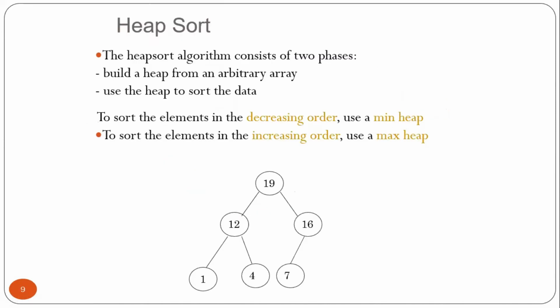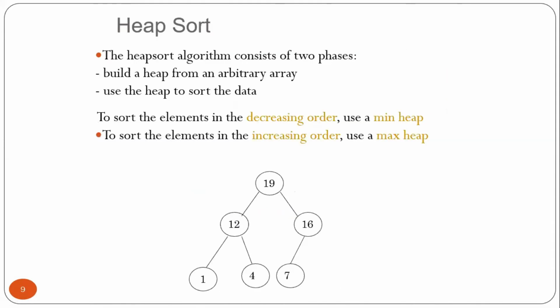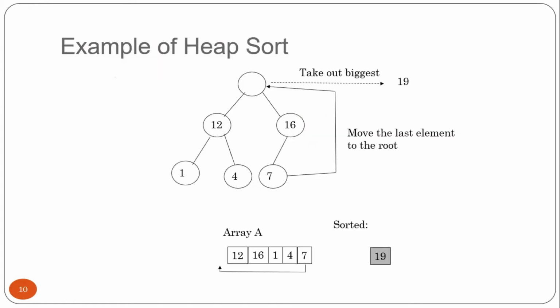Now heap sort consists of two phases. First is to build a heap from the arbitrary array, and then you heapify it. When you sort the elements in decreasing order, it will become the min heap. When you sort the elements in increasing order, it will become the max heap. And you know, in max heap, the value of the parent is always greater than the value of its children. And in min heap, the value of the parent is always smaller than its children.